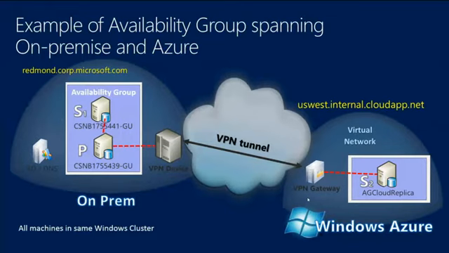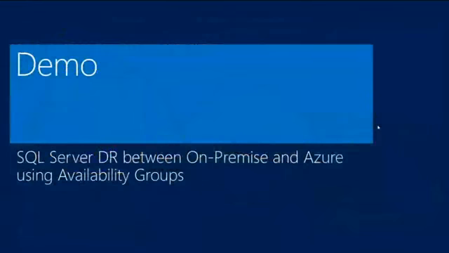So what I'm going to show you here is this deployment. On-premise, this is actually in Redmond, I have an availability group with 2 replicas, one primary and one secondary. These are part of one domain in Redmond. And then we have configured this VPN tunnel between on-premise and the cloud. And in the cloud, we have one replica, which is configured as a secondary replica and which is continuously synchronizing from on-premise. So let me show you the demo here.